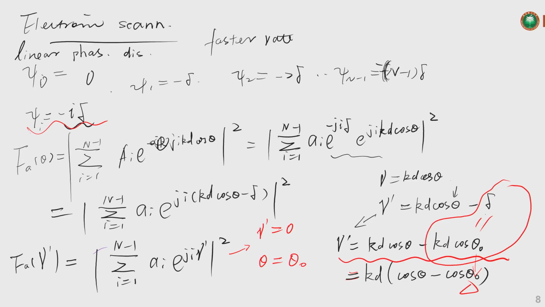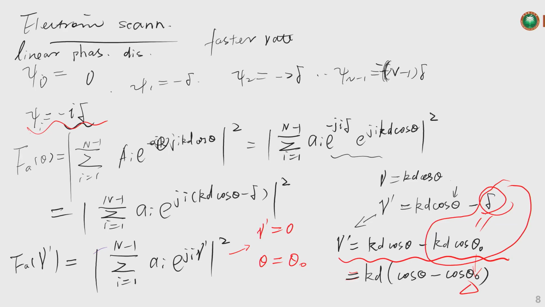And also, if we want to change the main beam to other directions, then we can just change the theta node, all right? Change the theta node and you change the phase difference delta. You can steer the beam direction.